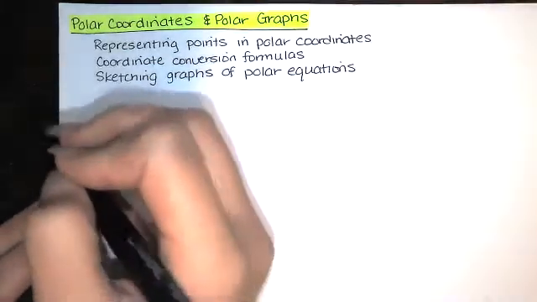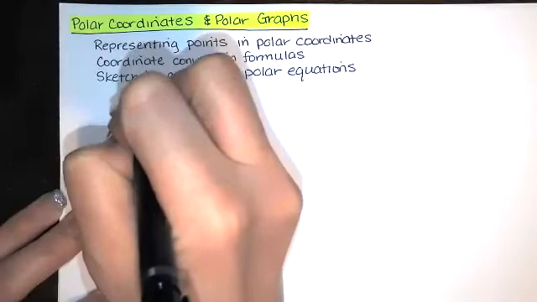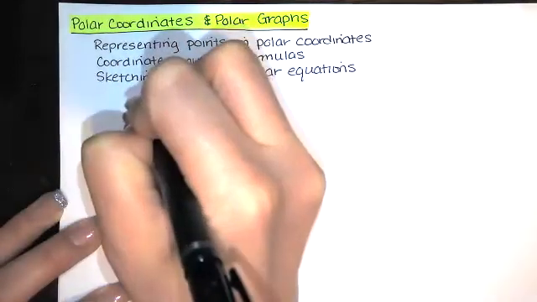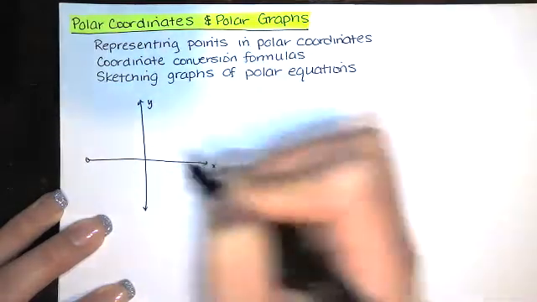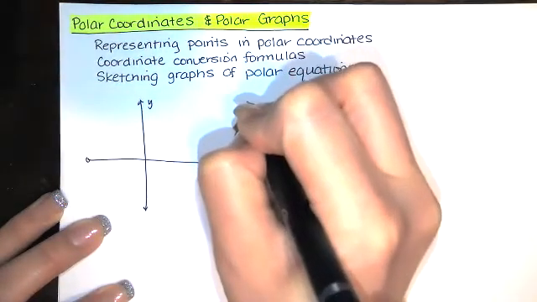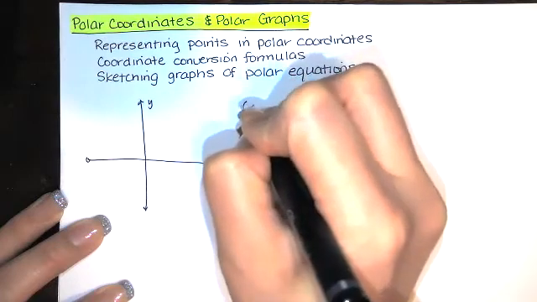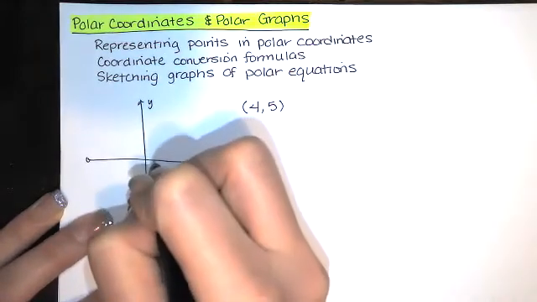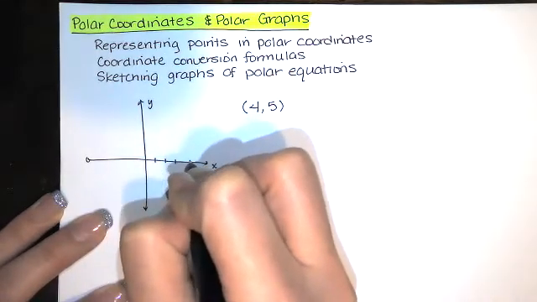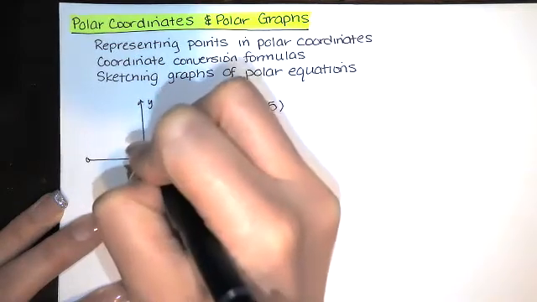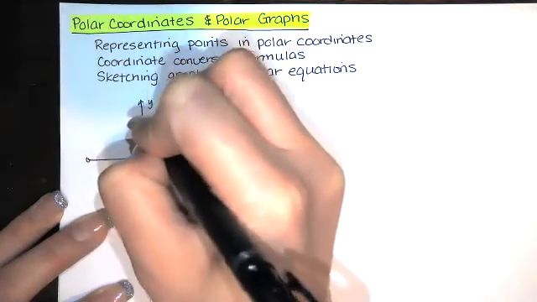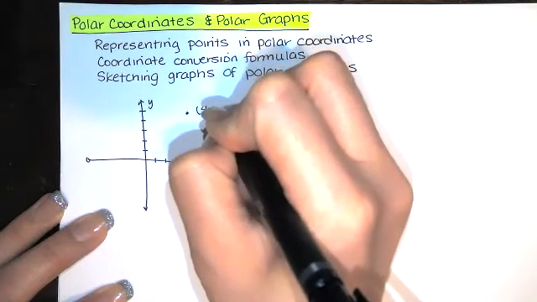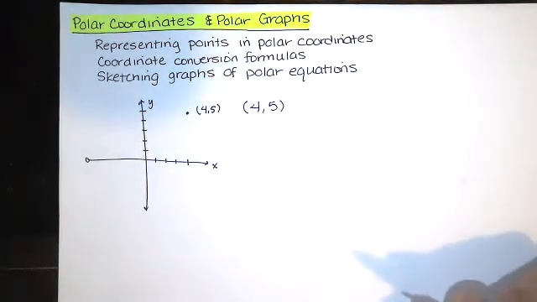So here's the idea. We've been sketching graphs in rectangular coordinates. So if I wanted to plot the point x equals 4, y equals 5, I would start at the origin, and I would go 4 units in the x direction. Then I would go up 5 units, and then I would plot that point.